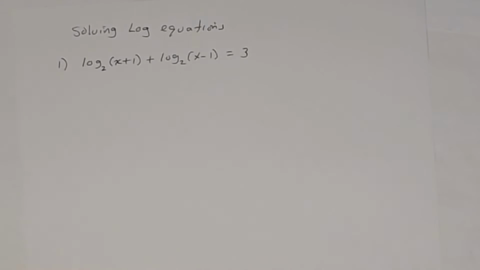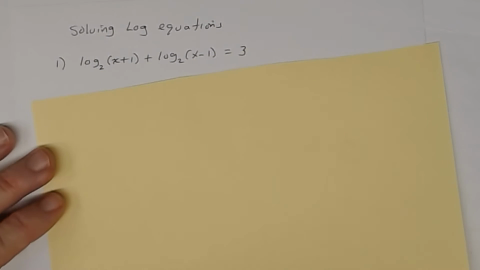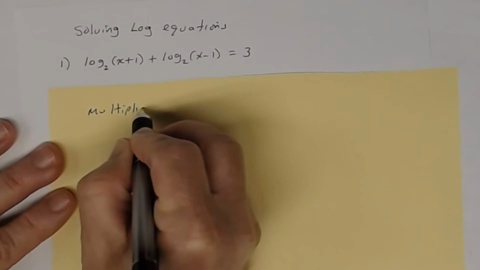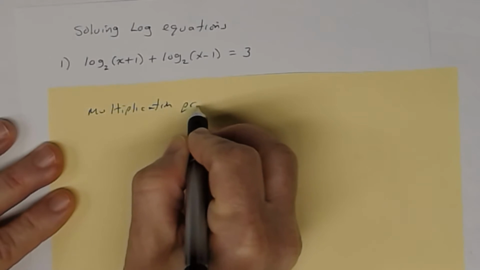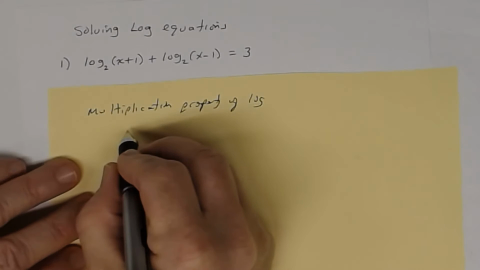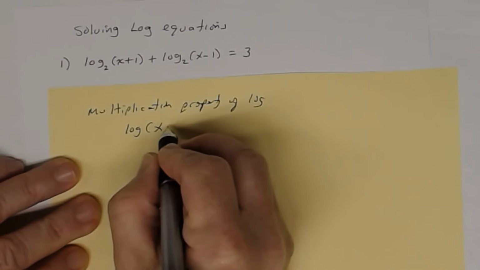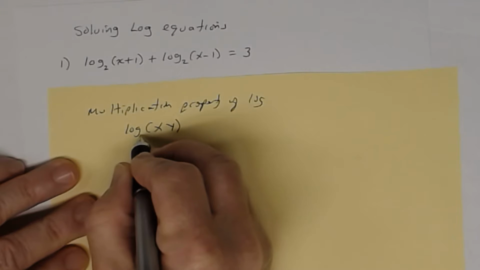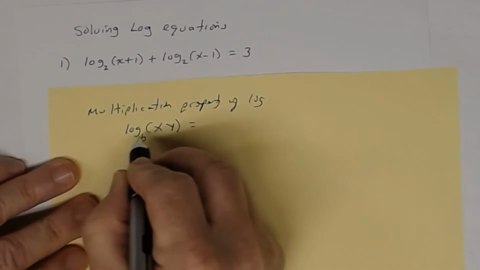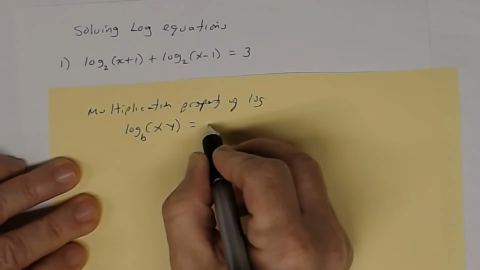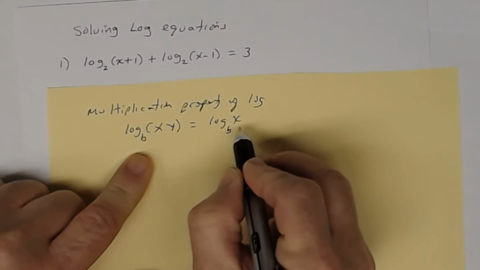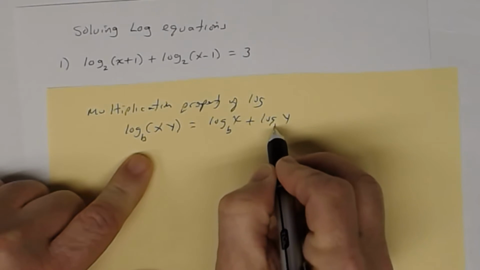All right, so let's talk about that. Let's review the multiplication property. The multiplication property of logarithms says this: if you have the log of a product, log of xy, with some base b, then I can rewrite this as the sum of two logs with this base. So it'll be the log of each of those factors. So it'll be the log of x base b plus the log of y base b.